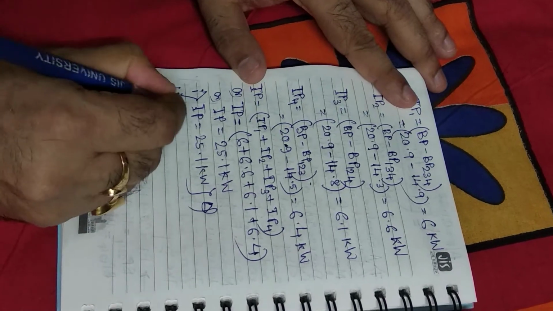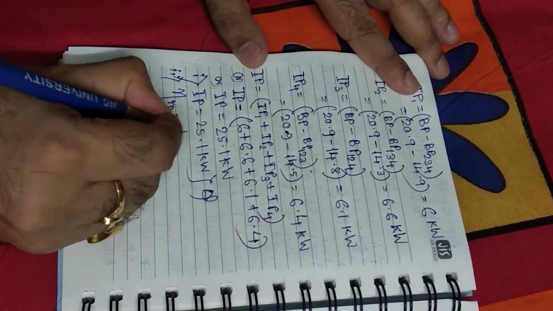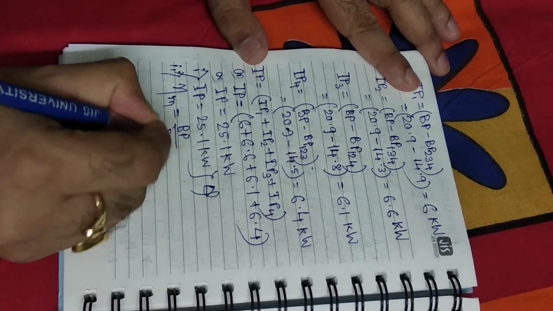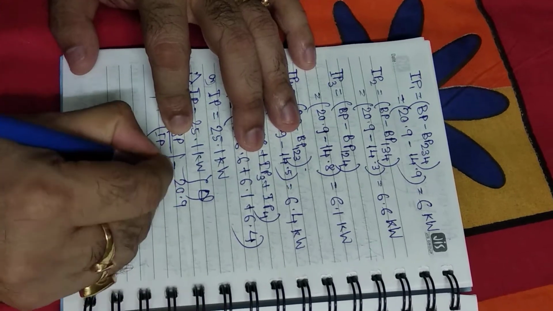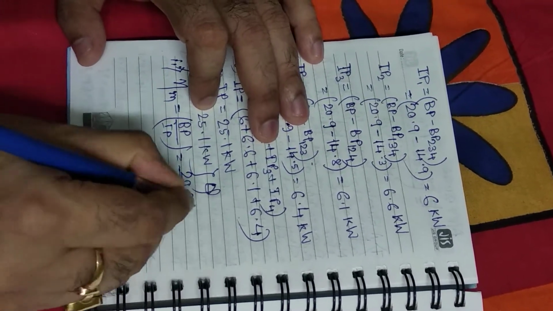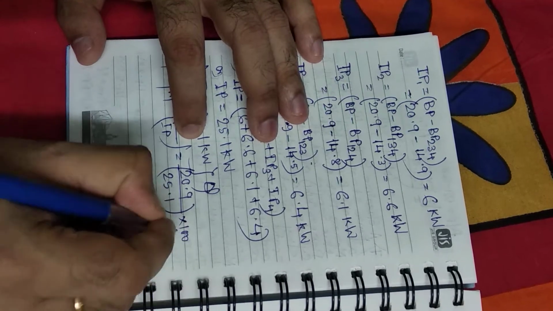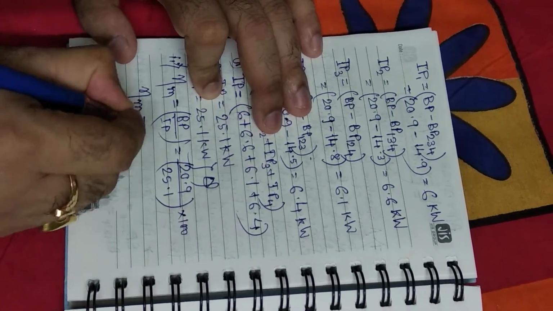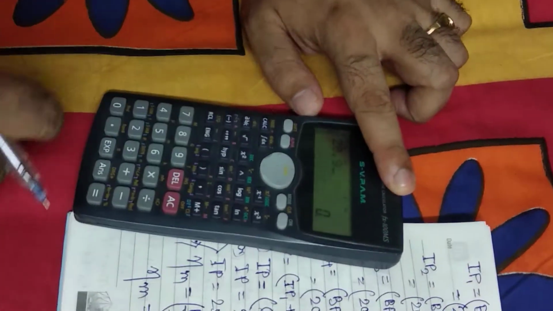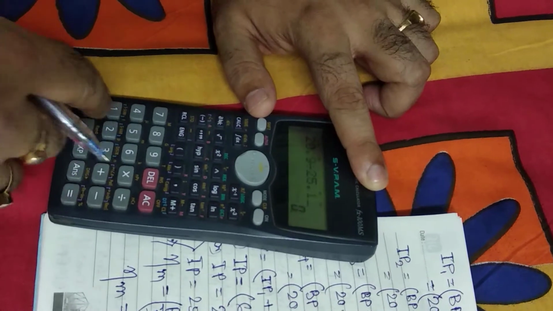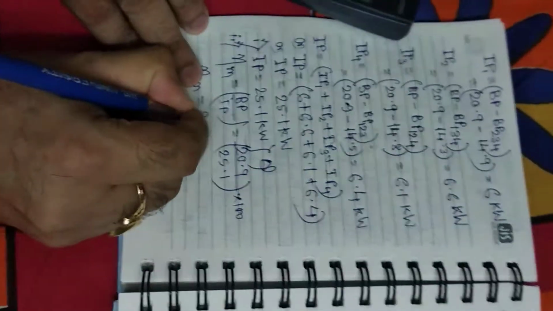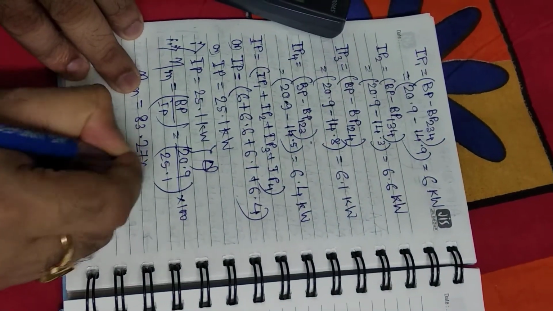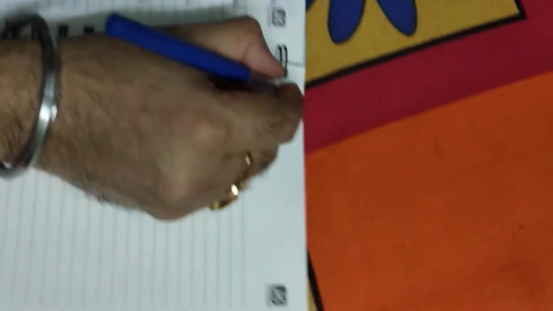Now number 2, mechanical efficiency, is BP by IP. So BP is 20.9 and IP is 25.1, into 100 for efficiency. So eta M, the mechanical efficiency, will be 20.9 divided by 25.1 into 100, so it will be 83.27 percent.